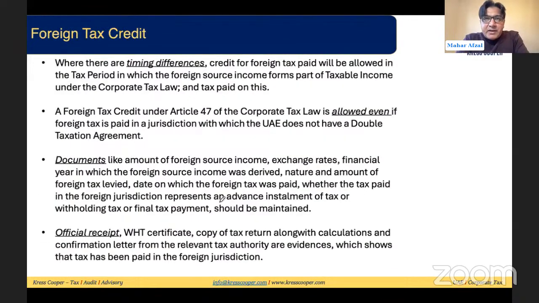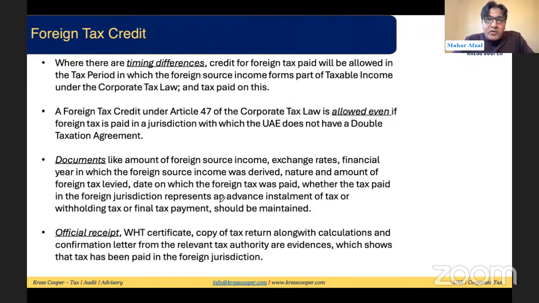Timing differences can be there as well, and there is a possibility that you have paid tax outside the UAE today, and you will be claiming this back in the UAE tomorrow. There is a possibility because the basis can be different. The law says whenever that foreign source income will be taxable in the UAE, then you will take the foreign tax credit. Otherwise, you will not be able to take the foreign tax credit.